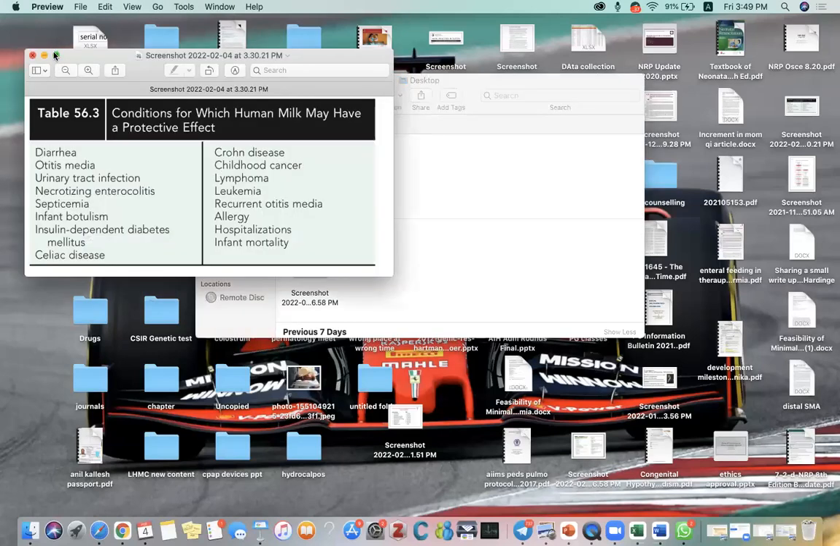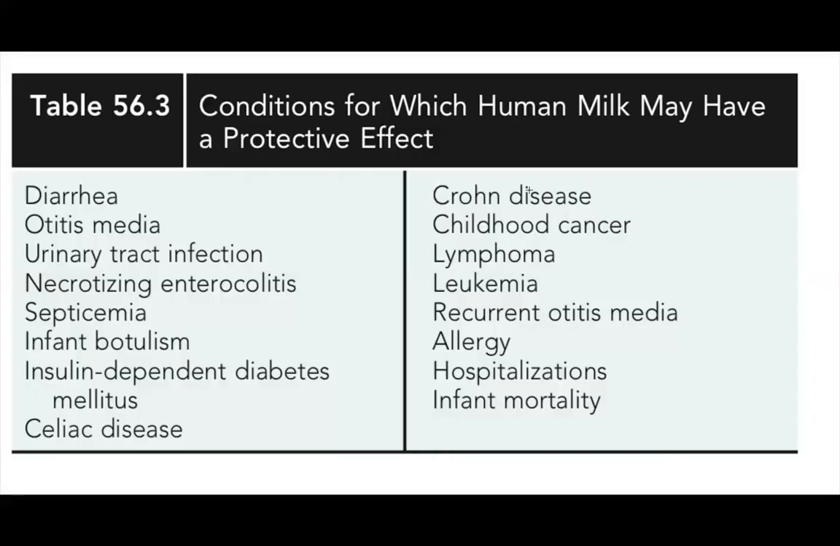So these are the conditions which human milk may protect against for newborns. Definitely diarrhea will be prevented. Otitis media, urinary tract infection, necrotizing enterocolitis, generalized sepsis, infantile botulism, and insulin-dependent diabetes. Breastfed infants are less prone to type 1 and type 2 diabetes mellitus. Apart from that, celiac disease, Crohn's disease, and childhood cancer, lymphoma, leukemia, and also recurrent otitis media.